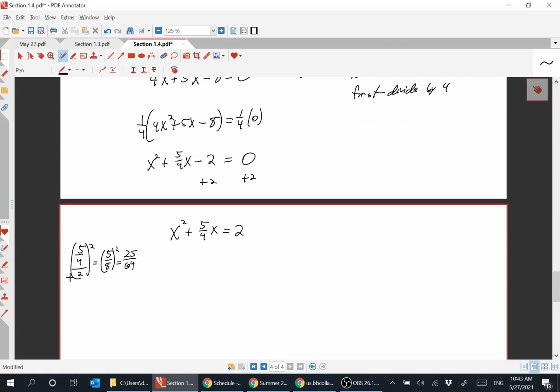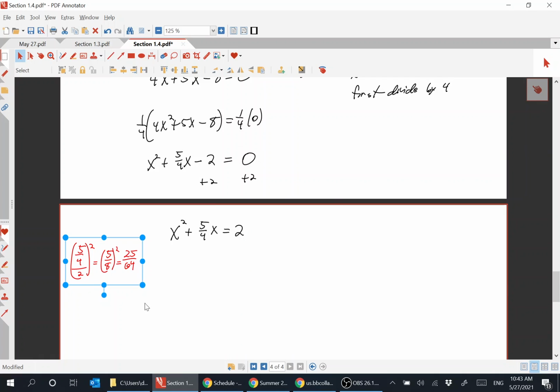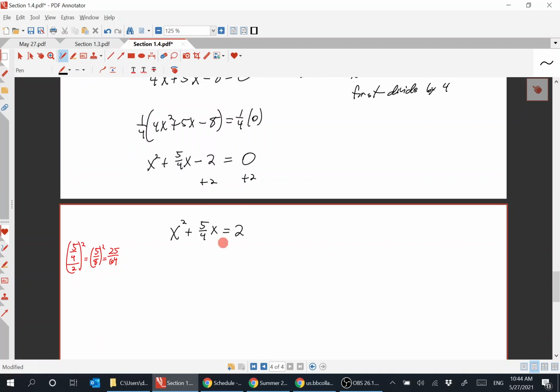Got some fractions going on here, so it's a little more complicated, but it still works. Again, take the coefficient of x, which is 5/4, divide it by 2. 5/4 divided by 2 is 5/8. Square it, gives you 25 over 64. Add that to both sides. x squared plus 5/4 x plus 25 over 64 is equal to 2 plus 25 over 64.